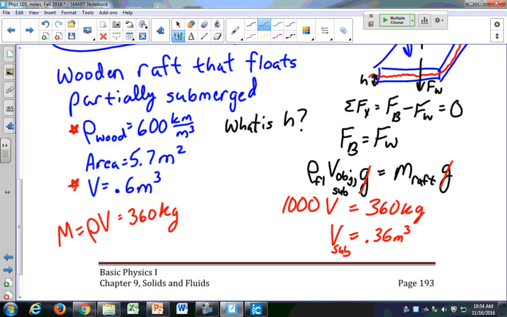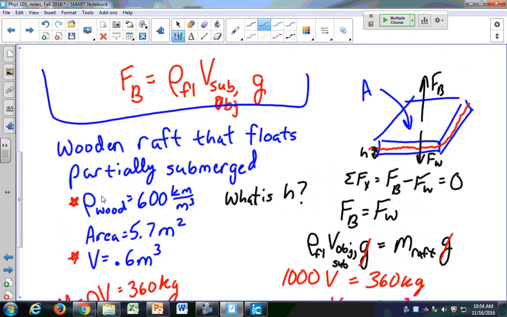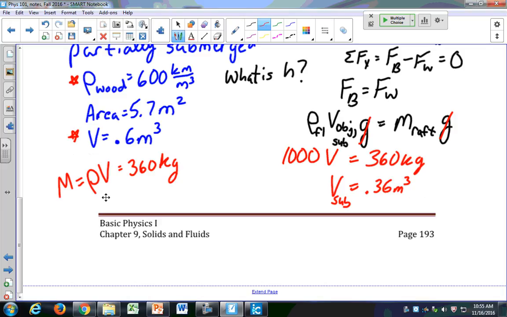Now, I know the volume that is submerged. I know that this volume is this little piece, the bottom part of the raft. It's 0.36 cubic meters. So a little more than half of the raft is submerged. But now I want to figure out what is the height. Now, if I have a three-dimensional object, this came up recently when we were deriving the pressure of a fluid. If I have a three-dimensional object, the volume is equal to the area times the height. In general, this is true.